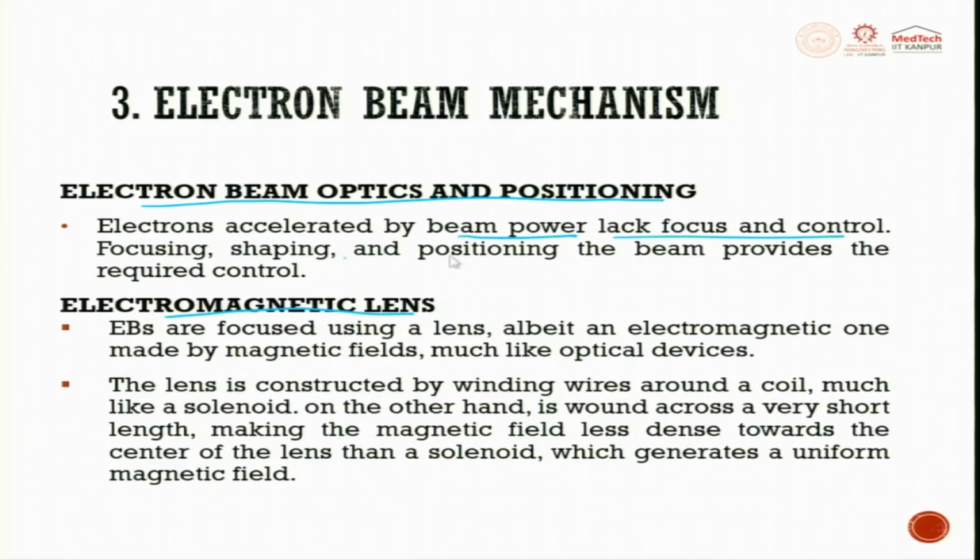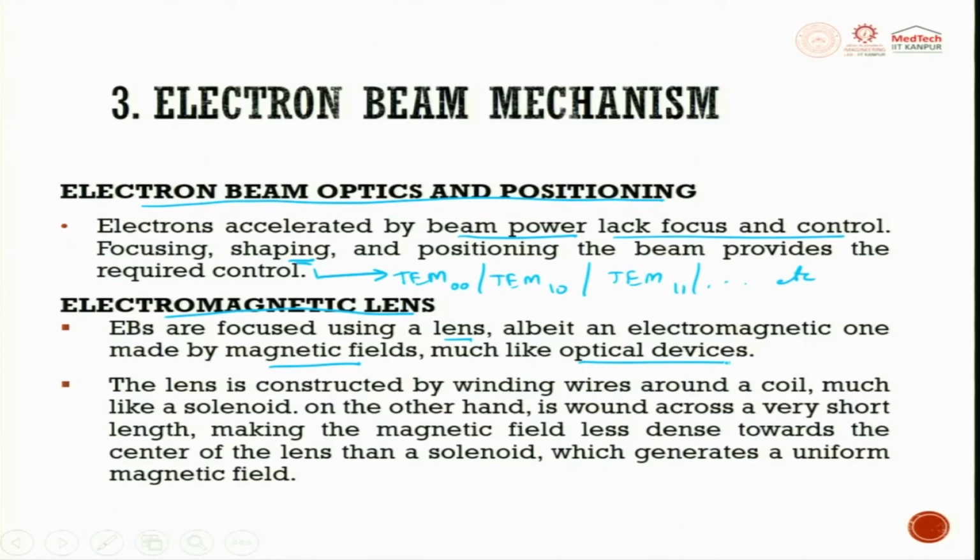Focusing, shaping and positioning. You remember shaping; we studied in laser about the TEM 00 mode, TEM 10 mode, TEM 11 mode, etc. Those are shaping. Positioning, shaping and focusing the electron beam is done by the electromagnetic lenses. Electron beams are focused using lenses, albeit electromagnetic ones made by a magnetic field, much like an optical device.